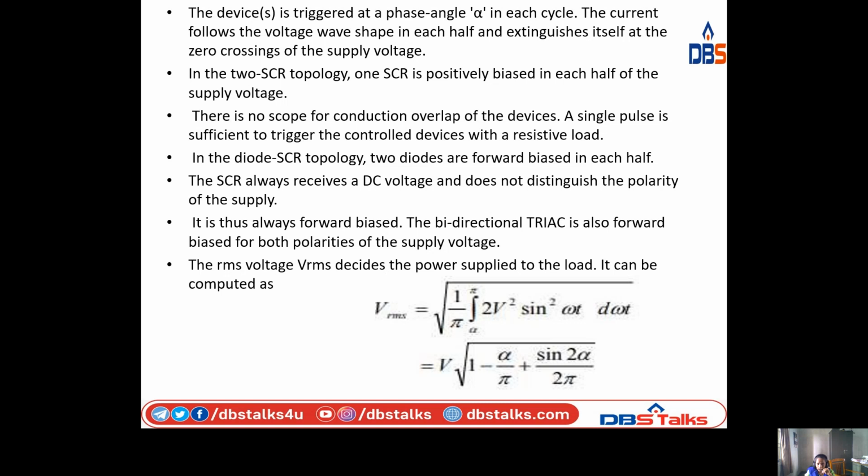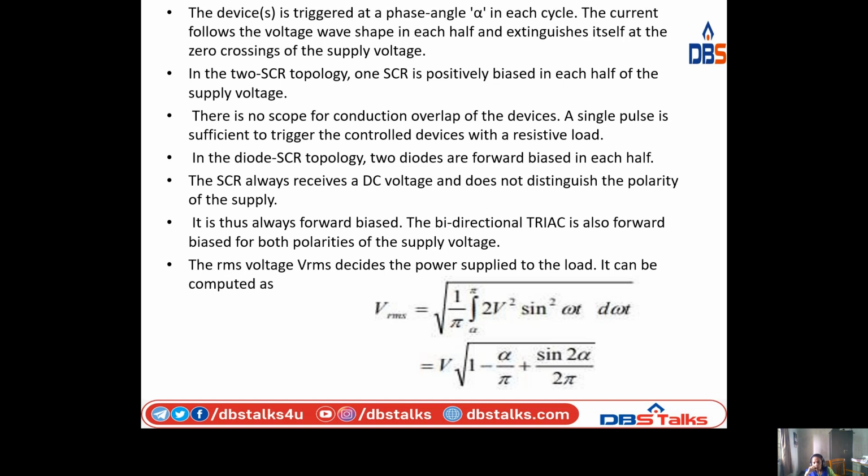of supply voltage. Here the RMS voltage Vrms decides the power supplied to the load, and it can be computed as Vrms equals root of 1 by pi integral from alpha to pi of V square sin square omega t. Then we simplify: integrating and substituting the limits alpha to pi, we get Vrms equals V into root of 1 minus alpha by pi plus sine 2 alpha by 2 pi.